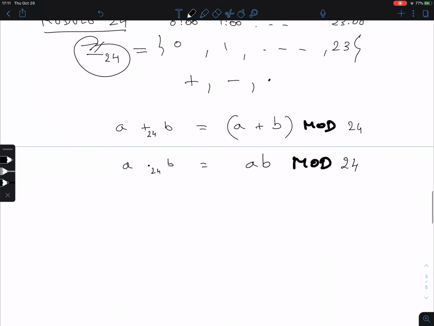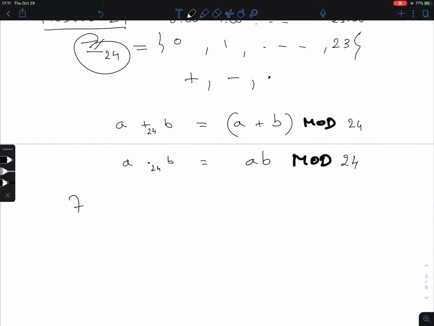Let's do that. For an example, what would be 7 multiply 24 13? How will we calculate this? Here are the steps to calculate. Step 1. First of all, we calculate 7 times 13. Again, I'm going to pull up my calculator. I have a separate iPad just for that. That's cool, huh? 7 times 13, that's 91.